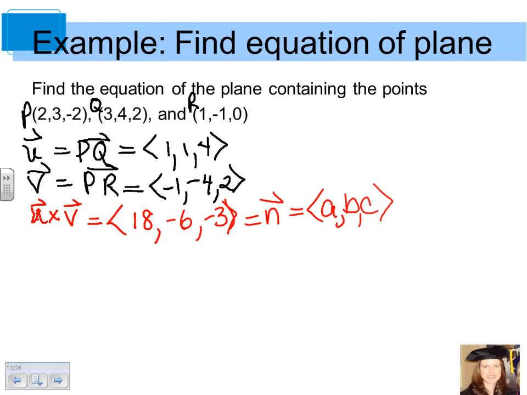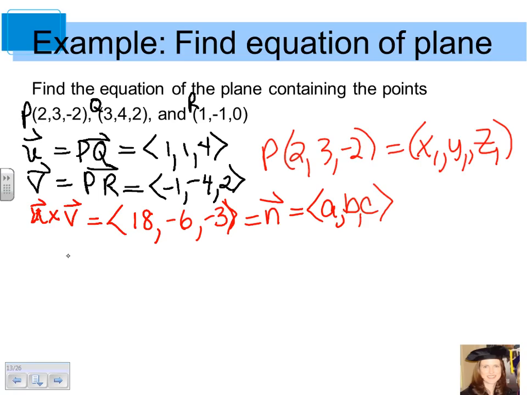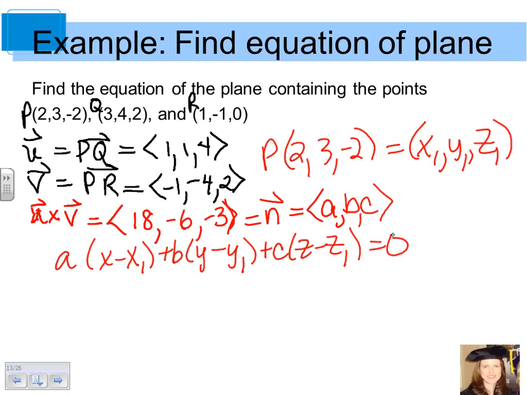As long as we have a normal vector and a point, we'll use point P, 2, 3, negative 2, to be our values for x sub 1, y sub 1, and z sub 1. So the general form for the equation of a plane is found by taking the dot product of the PQ vector with the n vector, and simplified, that ends up looking like a times the quantity x minus x sub 1 plus b times the quantity y minus y sub 1 plus c times the quantity z minus z sub 1 is equal to 0.